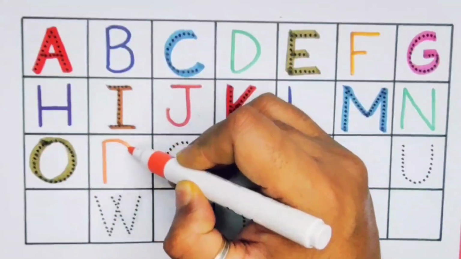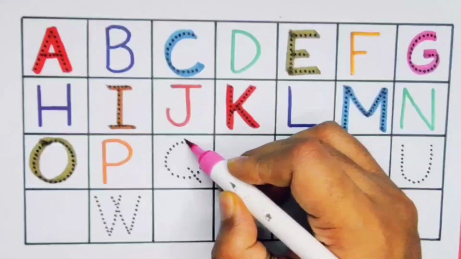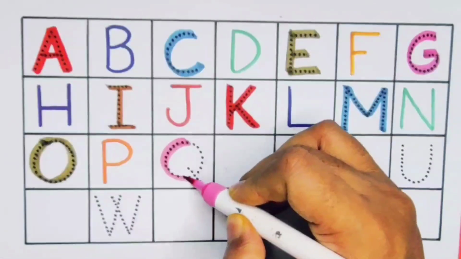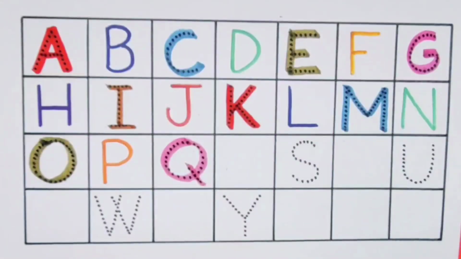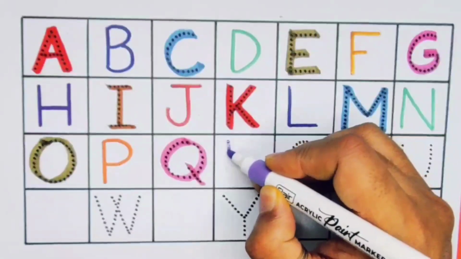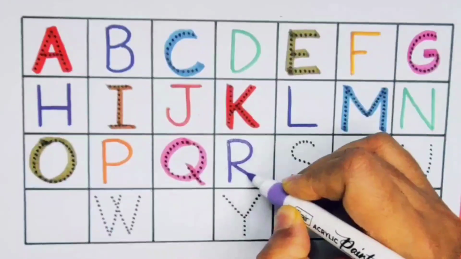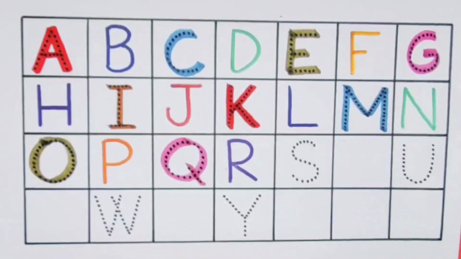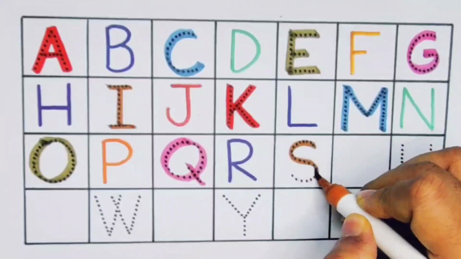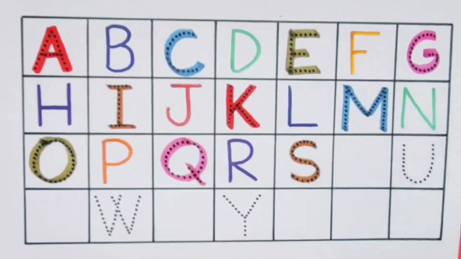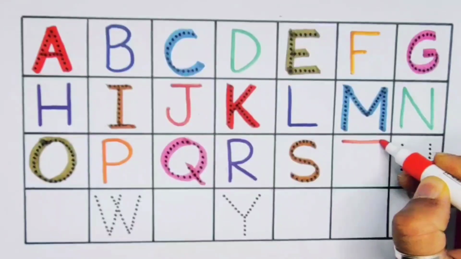Next kids, Q for queen. Next R for rabbit. Next S for sun. Next kids, T for time.